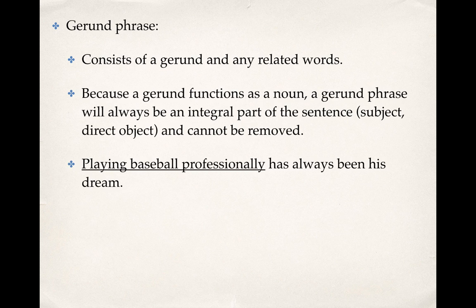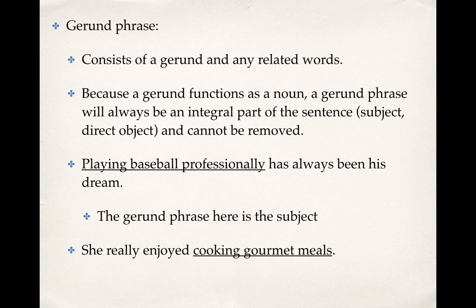Okay, so for example, playing baseball professionally has always been his dream. So we have that ing word at the beginning. That's our clue, okay? And the fact that this whole phrase is the subject of the sentence, playing baseball professionally has always been his dream, that helps us furthermore be able to identify this as a gerund phrase because it's acting like the subject of the sentence. If you took that phrase out, you would no longer have a sentence. So the gerund phrase here is the subject. She really enjoyed cooking gourmet meals. Again, that ing, that's always going to be your tip-off. And here, the gerund phrase is the direct object.